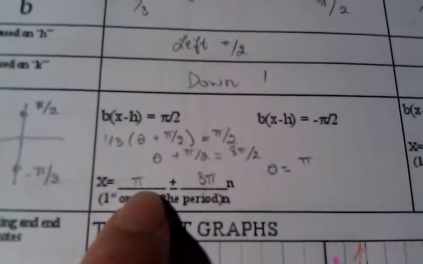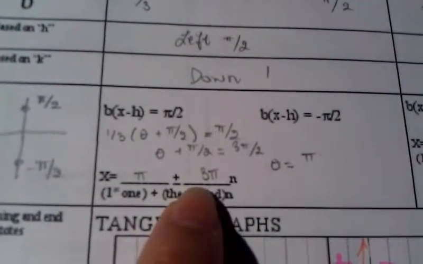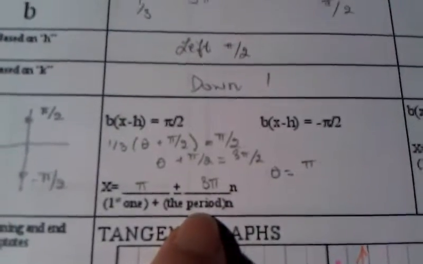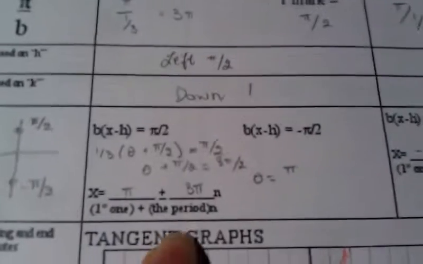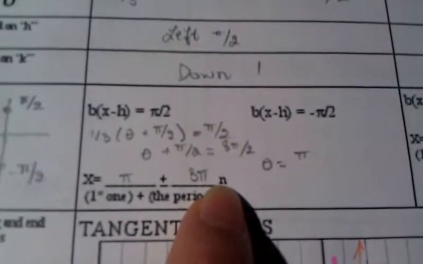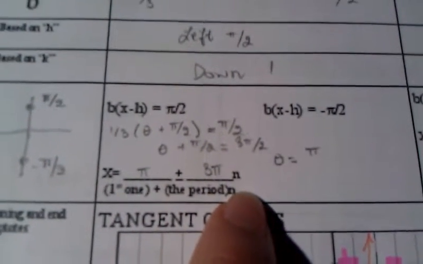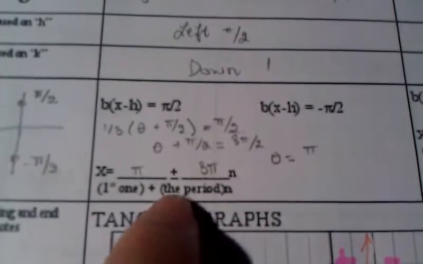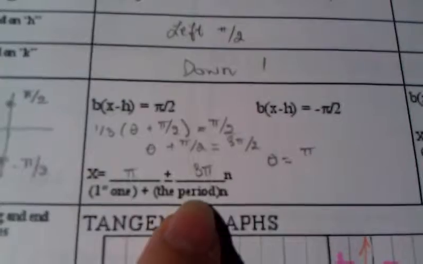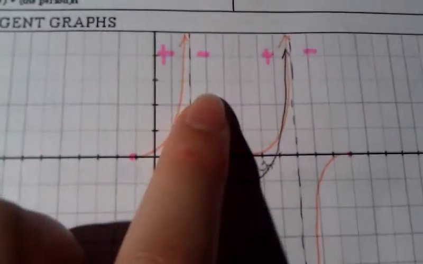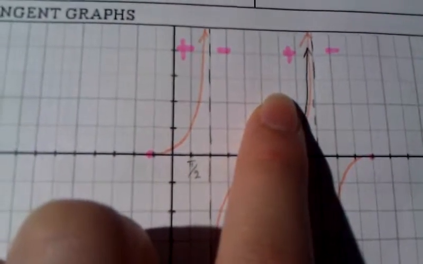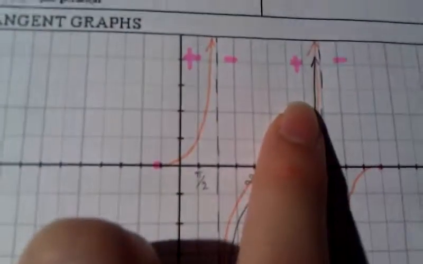From there, we can use the period, which is right here, pi over b, to plug it in and then multiply by n. And we know that the period of tangent only includes 2 quadrants. So we have quadrant 3 and quadrant 2. Quadrant 2 and quadrant 3.